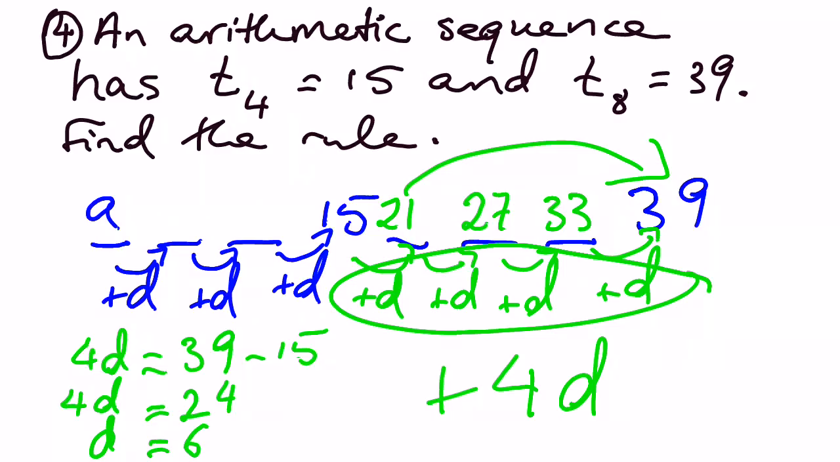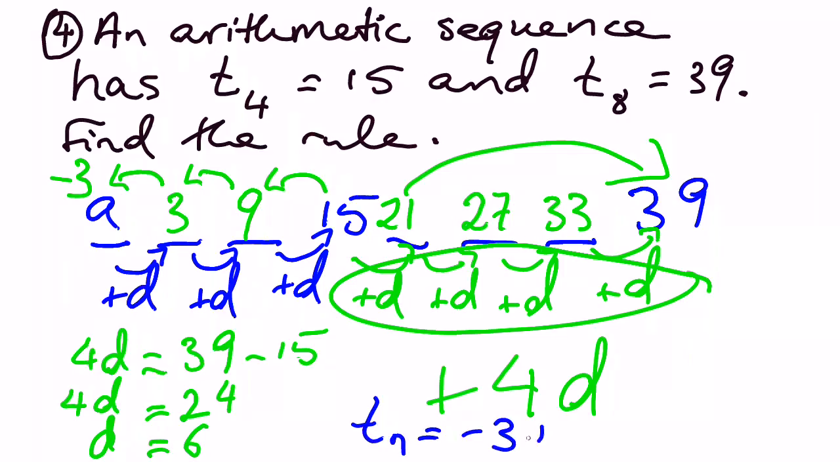I need the rule. I've got D, but I need my first term, so this is what I'm going to do. To go backwards, I'm going to go minus 6. It's going to give me 9. Minus 6 is going to give me 3. Minus 6 is going to give me minus 3. So A is minus 3. So my rule is going to look like this. Tn is minus 3 plus n minus 1 times 6.